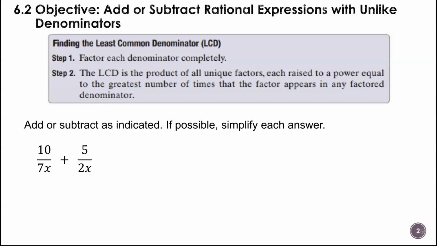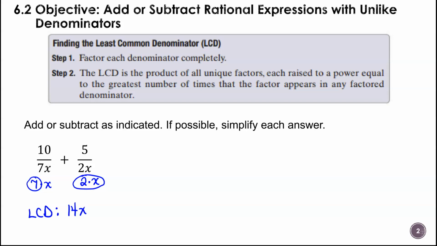On this first one, 10 over 7x, that's 7 times x, and this is 2 times x. I can circle either one, so I'll circle the second one this time. Then I ask myself: are there any factors on the 10 over 7x that I haven't already circled? I'm hoping you can see that it would be a 7. To get my common denominator, I multiply 7 times 2x. So my LCD is 14x.